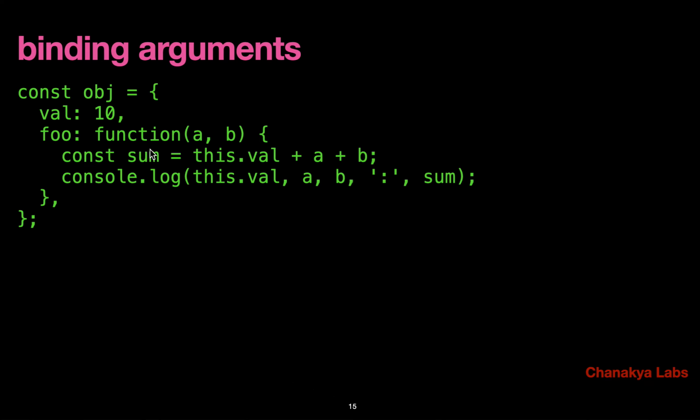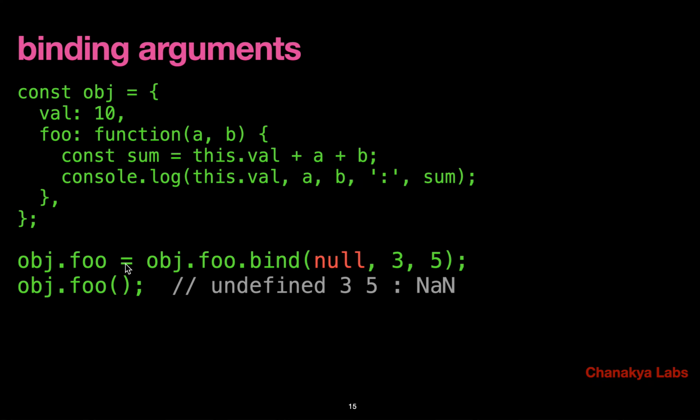So let's see one more example. Val 10, this.val, 10, a, b. In this case we are using a, b as the passed arguments, and also we are using this.val. Now we are using obj.foo is equal to obj.foo.bind. If this would not have happened, then this.val will be 10, and then whatever you are passing, that is fine. But now if I am not passing anything, then arguments 3 and 5 are already attached, so a and b are 3 and 5, that is fine.